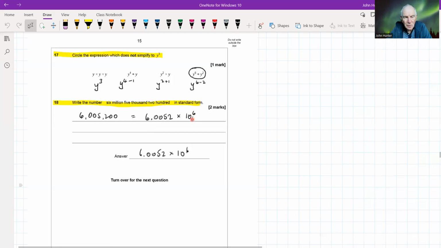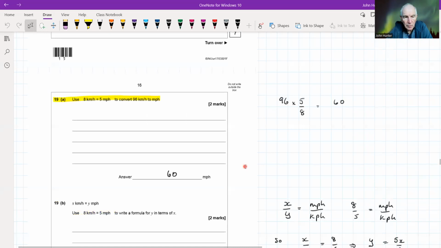And then we kind of need to just check that, really, because what the 10 to the power of 6 means is we're going to move our decimal point 6 to the right. So if we start off with 6.0052, then if we move 6 to the right, go on 2, 3, 4, 5, 6, then that basically is going to be right, isn't it? So that is your number in standard form. Okay.